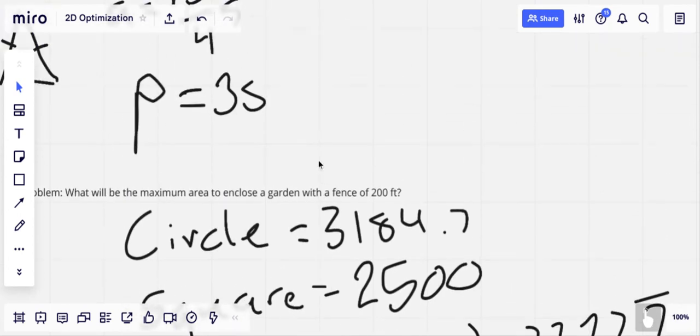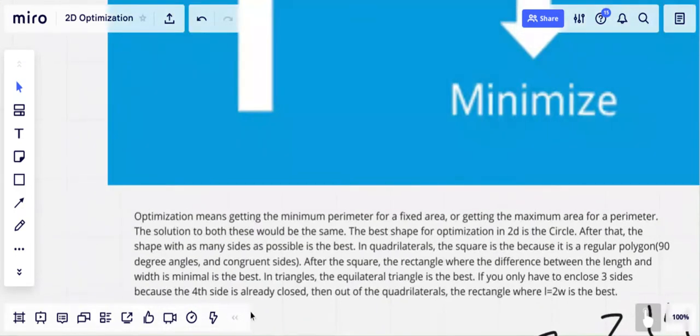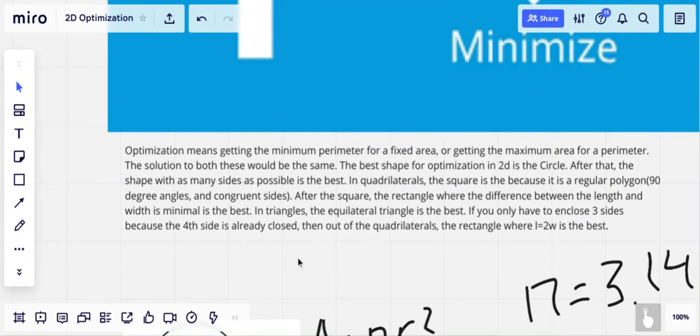Let's do a recap of what we learned today. So this first statement says that optimization means getting the minimum perimeter for a fixed area, or vice versa, and the best shape for two-dimensional optimization in general is the circle. And after the circle, you would want as many sides as possible in the shape to maximize optimization. But when you're looking for quadrilaterals, the square is the best shape to use.